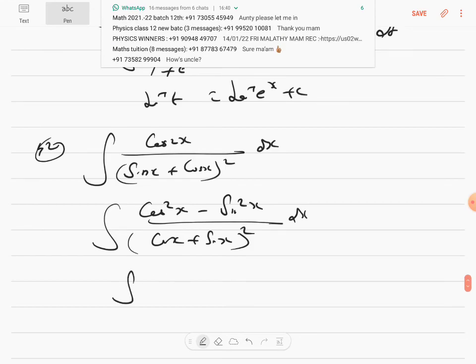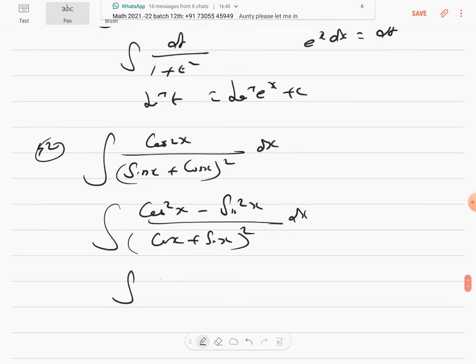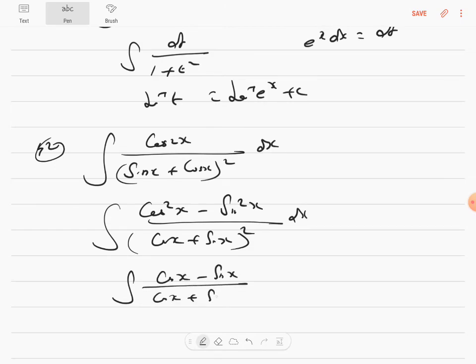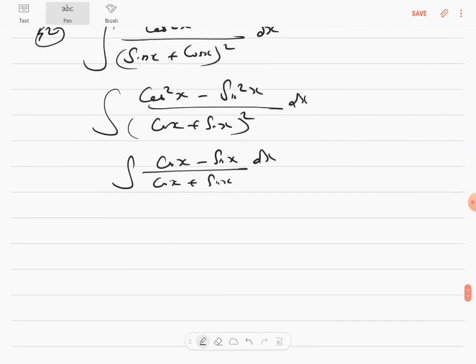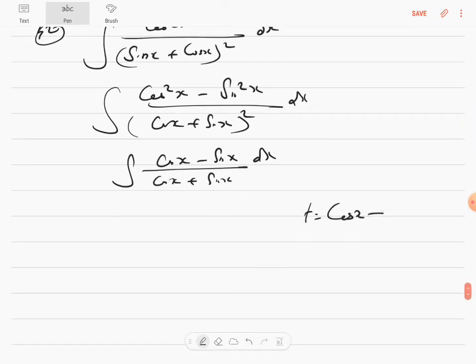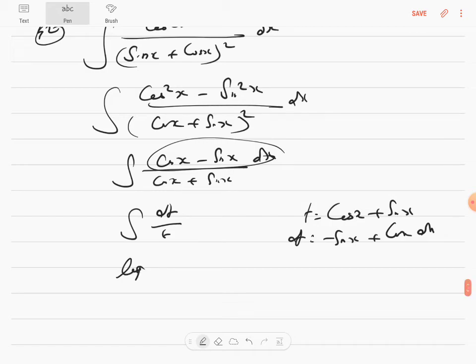So a plus b will get cancelled. So you have (a cos x minus sin x) by (a cos x plus sin x) into dx. So simply assume the denominator as t and find dt. It will be (minus sin x plus cos x) dx. This itself became dt by t, which is log t, and log of mod of cos x plus sin x plus c is the answer, and that's exactly there.